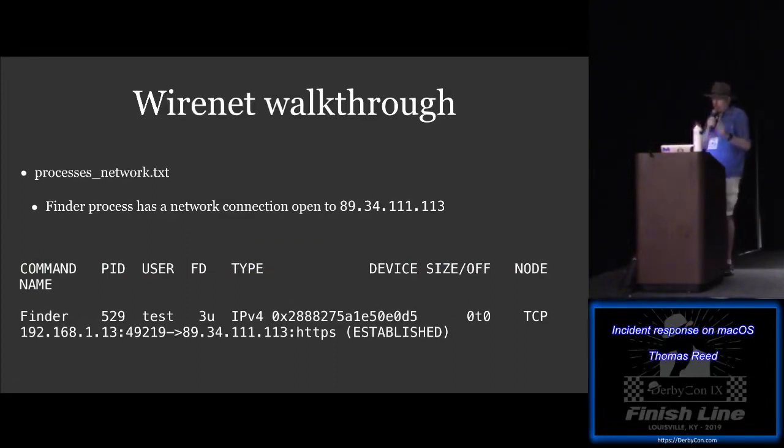So now we can look a little more in depth at the processes, and we find something very interesting in the network activity. We see that the Finder process has a network connection open to some IP address. And we could go and look that up. If you looked that up now, you would find information about WireNet. But you might not actually find anything at the time if it's an unknown threat, if it's something nobody's ever seen before. But it does give you a nice piece of information.